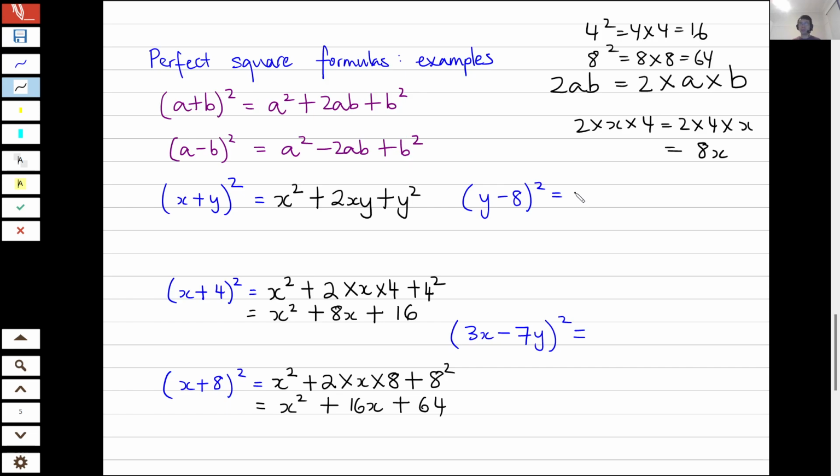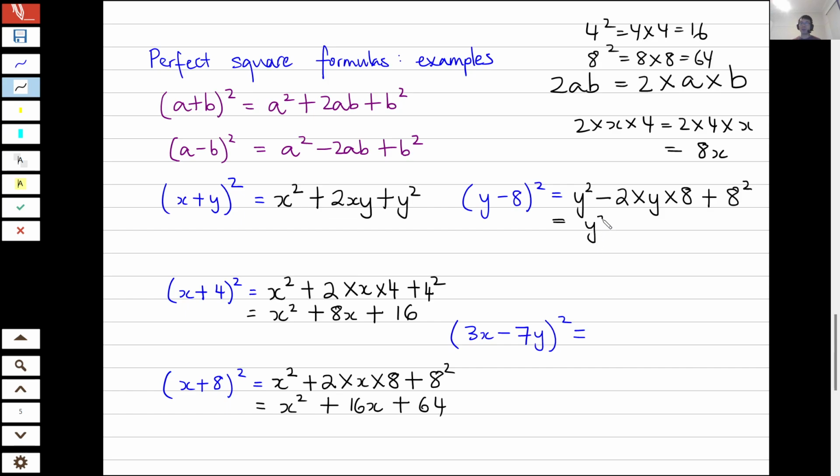So this is going to be y squared minus 2 times y times 8. Notice b is positive 8, so I don't need another minus sign here. Plus 8 squared. b is positive 8. I don't need a negative sign here.